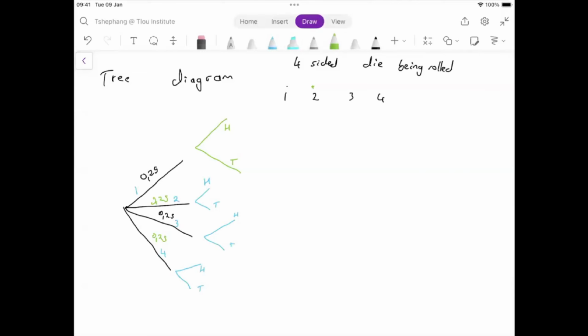Now they can ask you a question like this. What is the probability of getting a 3 and a head? Let's give some values here. What is the probability of getting a head after a coin toss? 0.5, 0.5, all of them. Now here's the question. What is the probability of a 3 and a head?